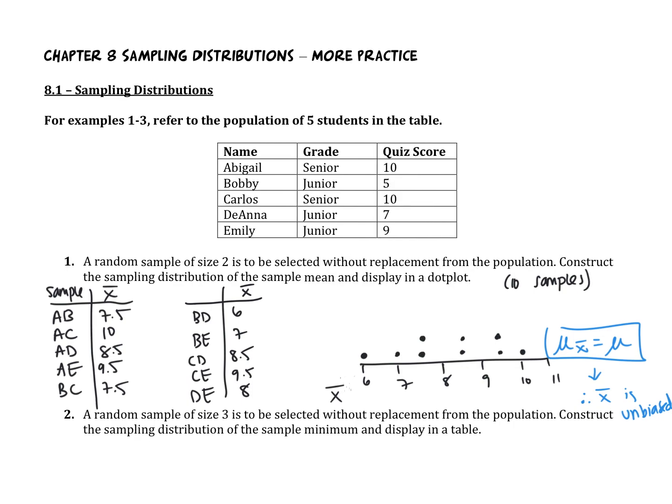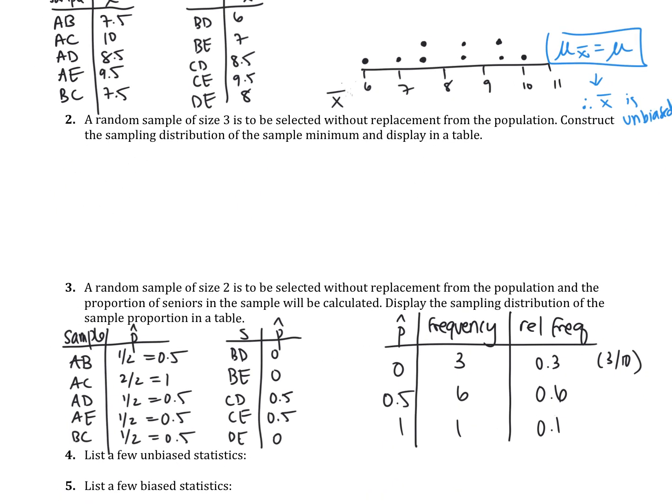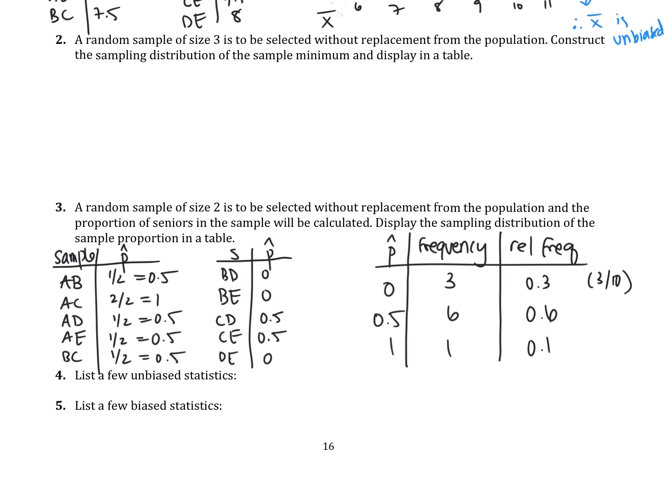Next one you had to do. Problem 3. Again, write out all your samples. Same 10 samples. This time, though, what we care about is what proportion in that sample are seniors. So out of these 2 people whose names I forgot, one of them was a senior. So the sample proportion is 1/2. This table is just work. It is not the sampling distribution.